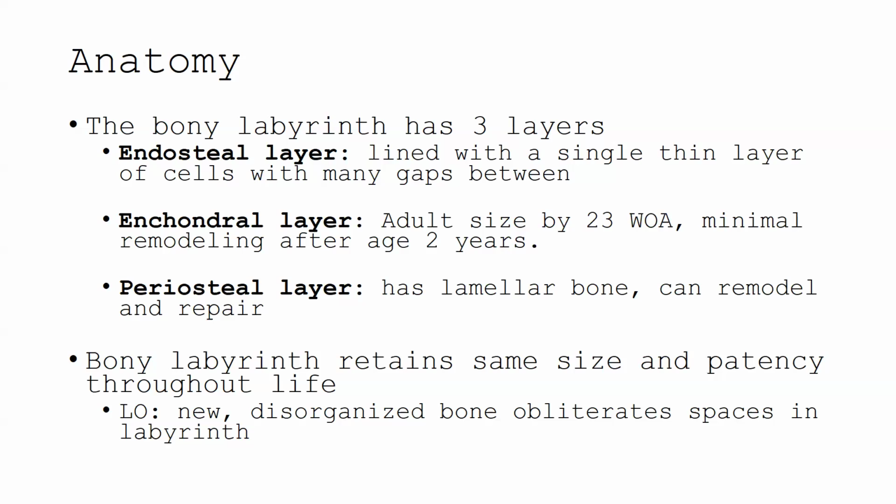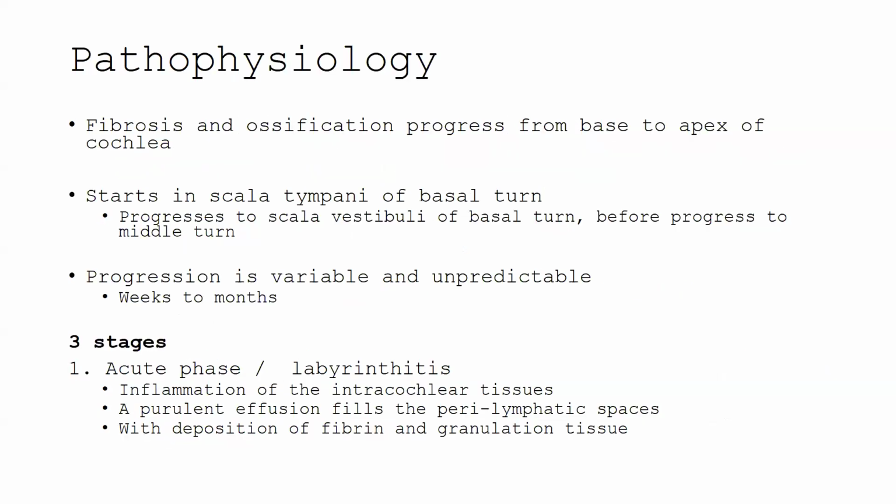Now, in labyrinthitis ossificans, new disorganized bone forms within the spaces in the labyrinth, and this leads to the obliteration of the spaces within the labyrinth. The fibrosis usually starts from the base of the cochlea to the apex. It will start in the scala tympani of the basal turn, move to the scala vestibuli of the basal turn, then progress to the middle turn, but still starting from the scala tympani to the scala vestibuli, and then the apical turn ossifies last.